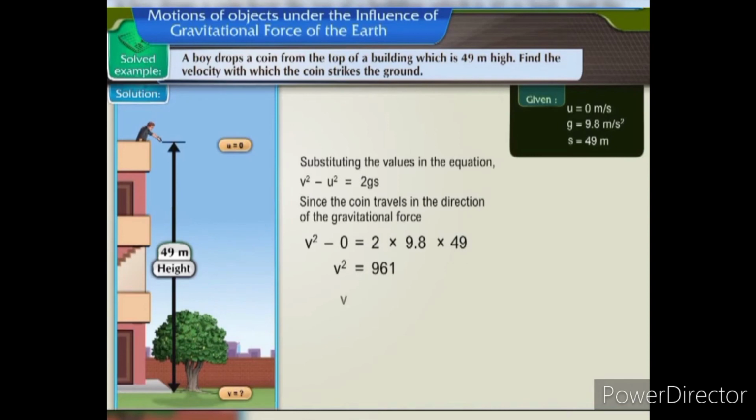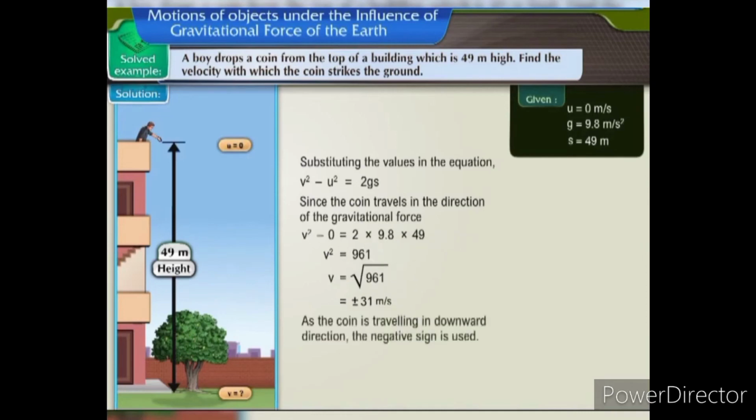961. V is equal to the root of 961 is equal to plus or minus 31 meter per second. As the coin is traveling in downward direction, the negative sign is used. Hence, the velocity with which the coin strikes the ground is v is equal to minus 31 meter per second.